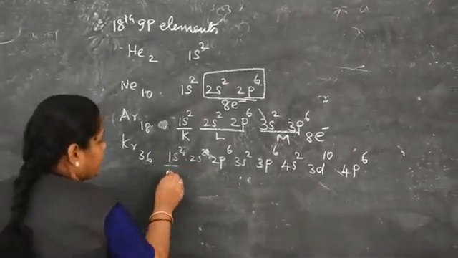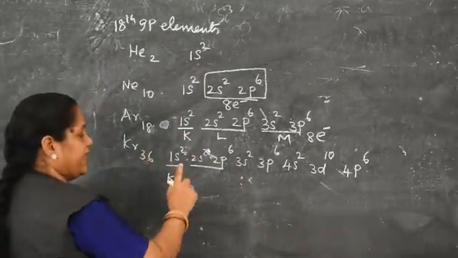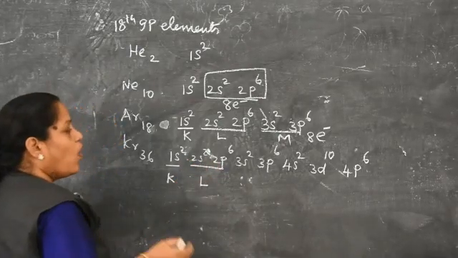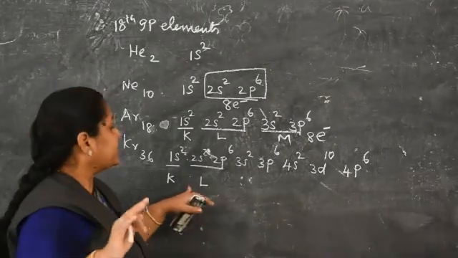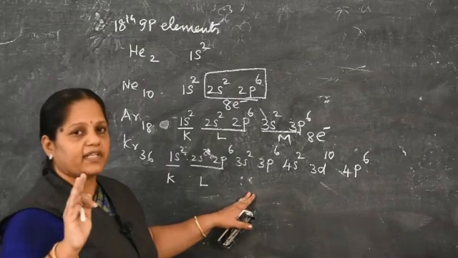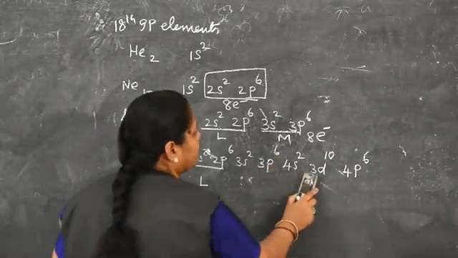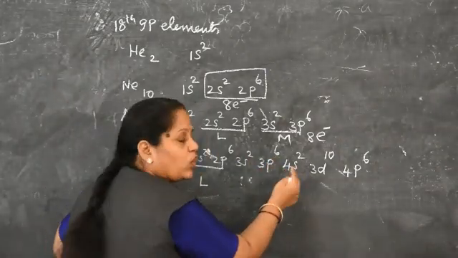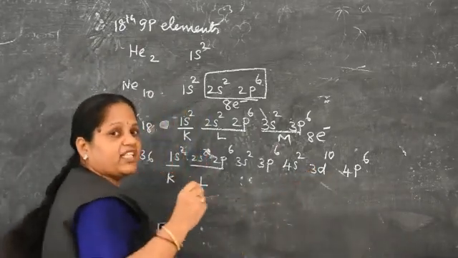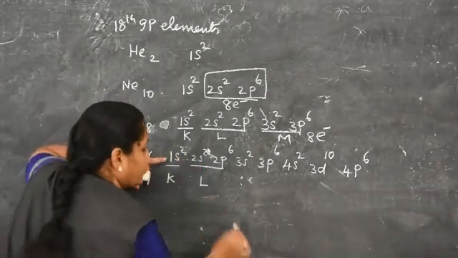Here, this is the first shell, the K shell. This is the second shell, with only 2 subshells, that is 2s and 2p. So this is the L shell. What about the third shell? The third shell is the M shell. It consists of 3 subshells: s, p and d. The energy level of 4s is lower than that of the 3d orbital, but 3d is available in which shell? The third shell only.